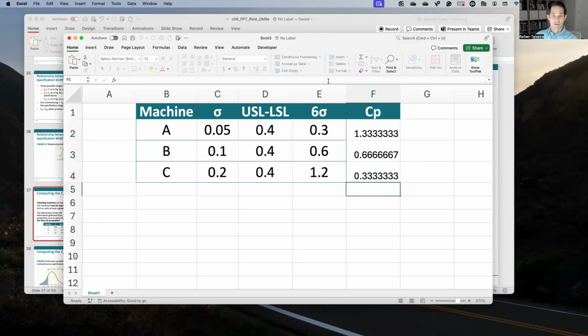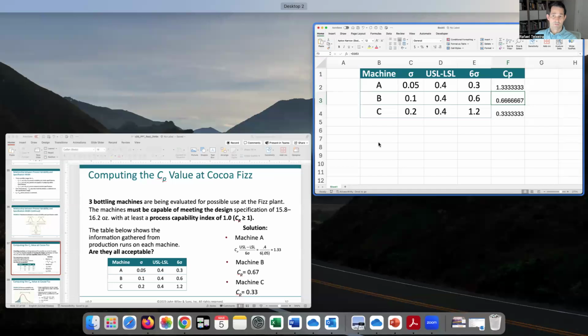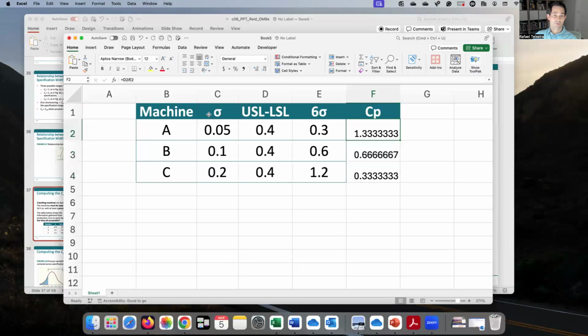So let's take a look at this one. You see that the first machine is more than capable. The second one is not capable. The third one is not capable.